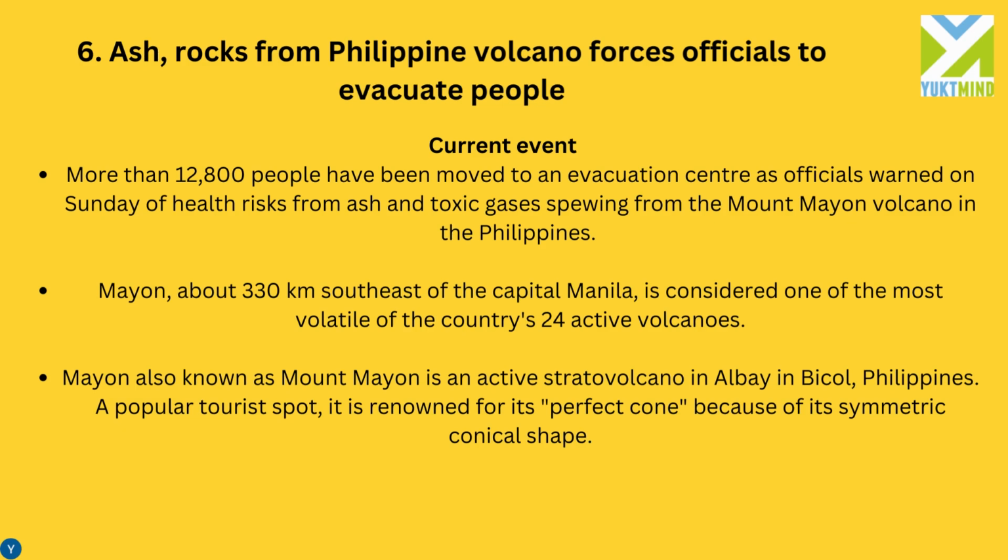Mayon, about 330 kilometers southeast of the capital Manila of Philippines, is considered one of the most volatile of the country's 24 active volcanoes. Mayon, also known as Mount Mayon, is an active stratovolcano in Philippines. A popular tourist spot, it is renowned for its perfect cone because of its symmetric conical shape.